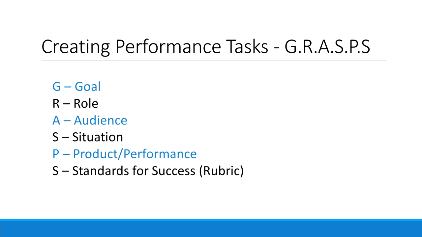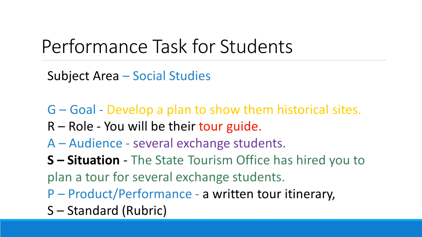It's called GRASP, and each letter stands for something. So G is that there's a clear goal. R is there is a role. A, there is an audience. S, there is a situation. P, there is some product or performance. And then S is the standard for success. How is it going to be assessed? Usually it's a rubric. So here's an example.